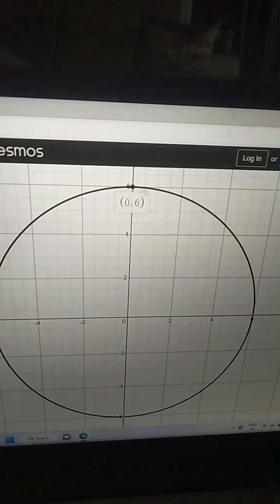What we do: X to the power of 2. Oh no, my hand does not reach the plus sign. Okay, now it's done. X to the power of 2 plus Y to the power of 2 is equal to 6. See that? That's a circle. And if you do 36, then all of the points reach 6 only. The points will make a circle.